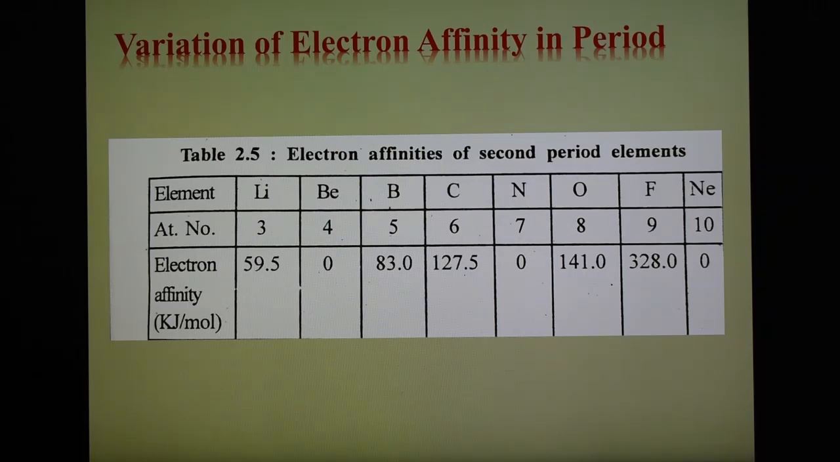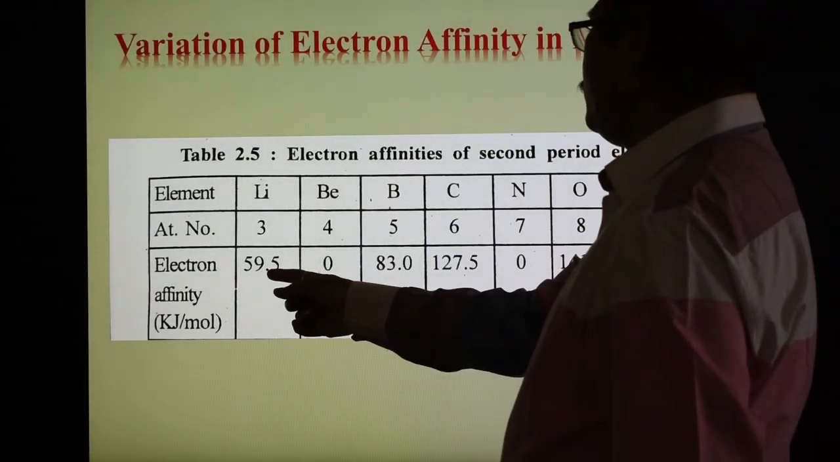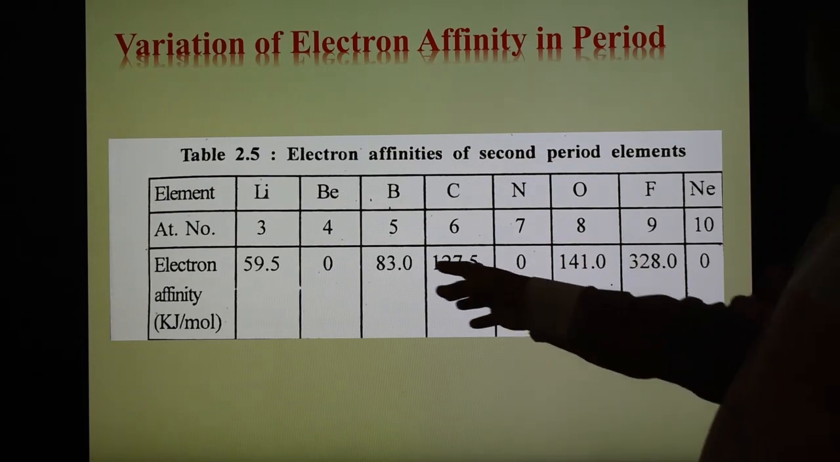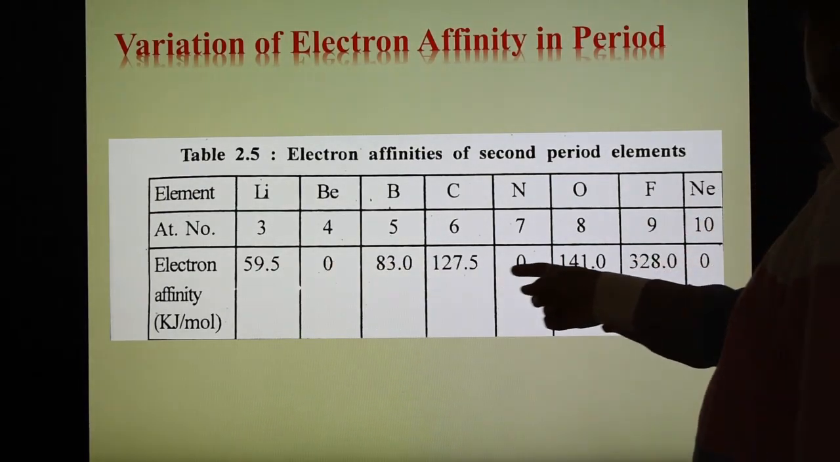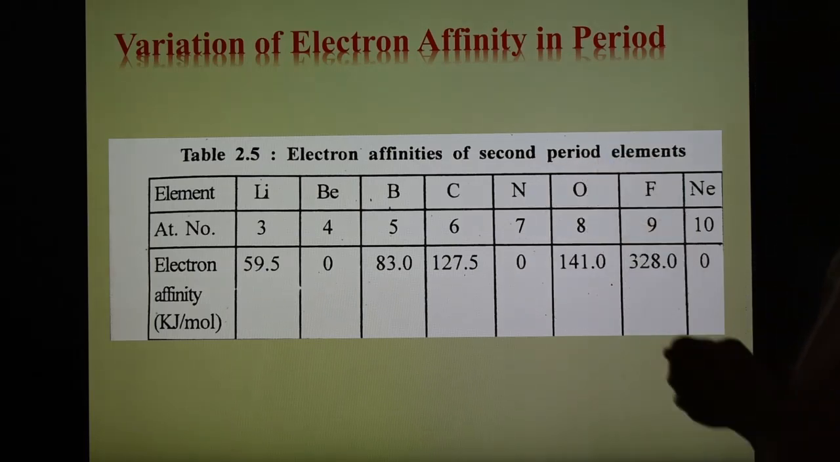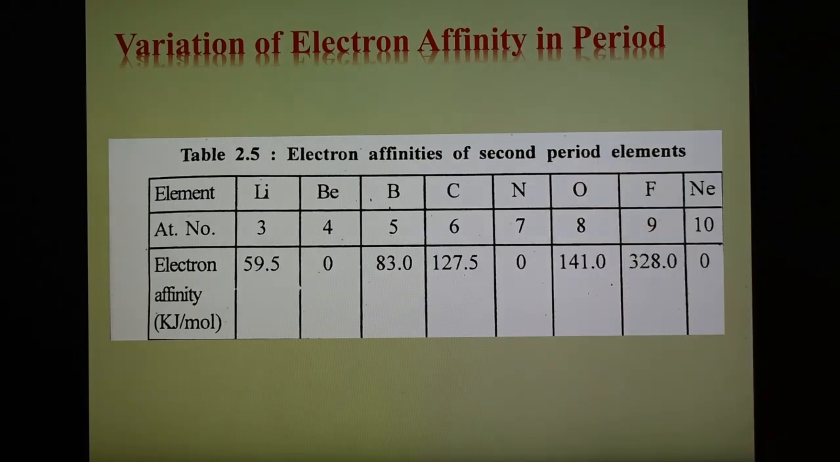are shown. In this case, the electron affinity value is 59.5. Beryllium has 0 because the s orbital is completely filled. Again, in general it increases, but noble gases have 0 value. Nitrogen also has 0 value because in the case of nitrogen, the p orbital is half filled. So this is the variation of electron affinity in the period.